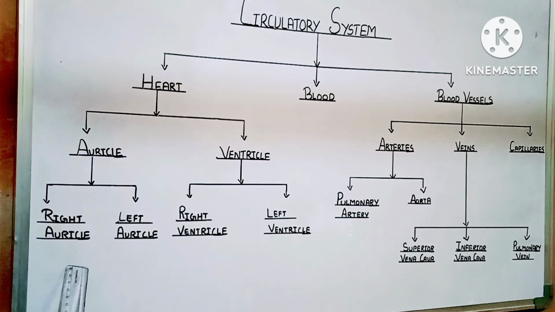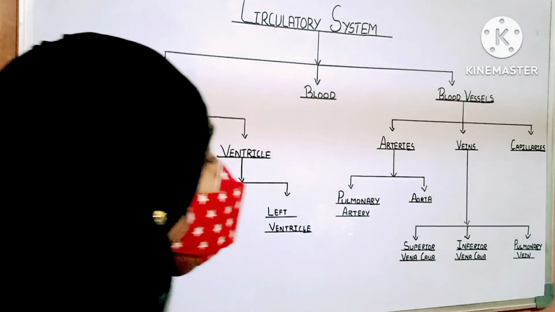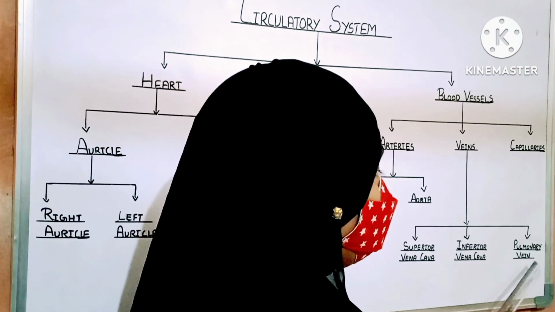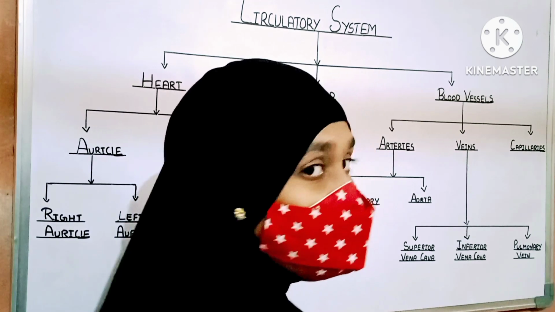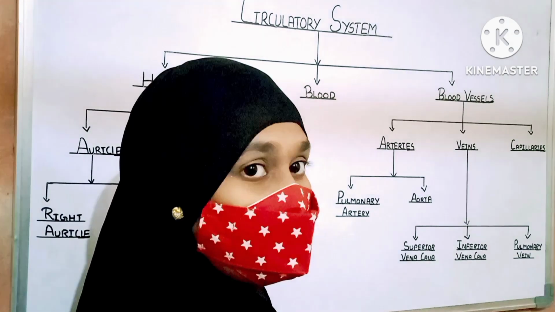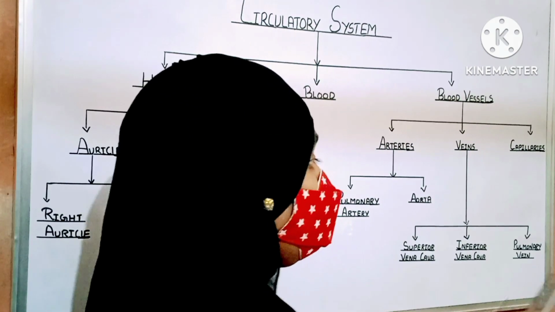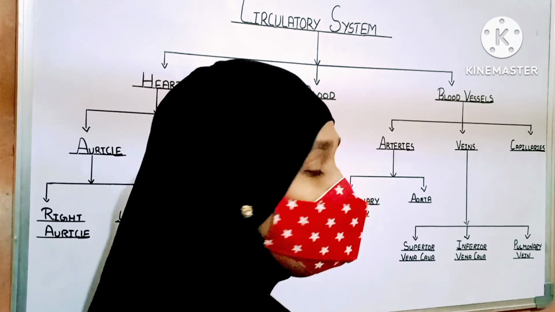So the right auricle receives the deoxygenated blood. Again, this right auricle pushes the deoxygenated blood to the right ventricle. Okay, the pulmonary veins receive the oxygenated blood from the lungs. What is oxygenated blood? Blood rich in oxygen. They receive oxygenated blood from the lungs.